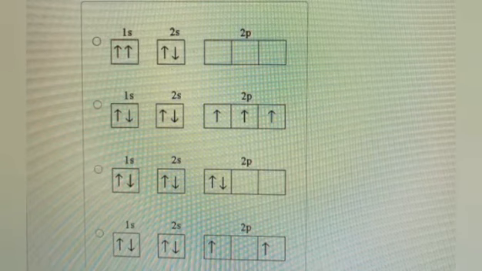Hund's rule: for a set of orbitals of equal energy, such as the three 2p orbitals, electrons tend to occupy the orbitals singly before any pairing occurs. This is known as Hund's rule of maximum multiplicity, proposed by Friedrich Hund, a German physicist.